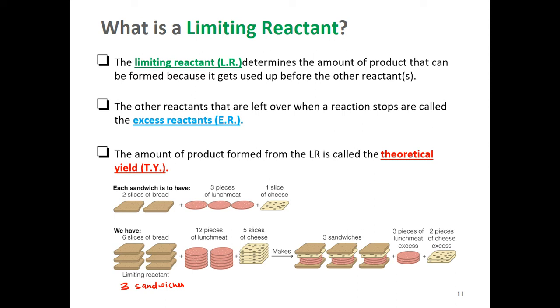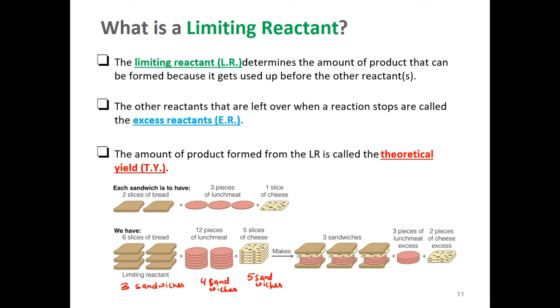If you have 12 pieces of lunch meat, and if each sandwich should have three pieces of lunch meat, 3 times 4 is 12. So, with 12 pieces of lunch meat, we should technically be able to make four sandwiches, right? I have 5 slices of cheese. If each sandwich is only supposed to have one slice of cheese, then with 5 slices of cheese, I should be able to make 5 sandwiches, technically, right?